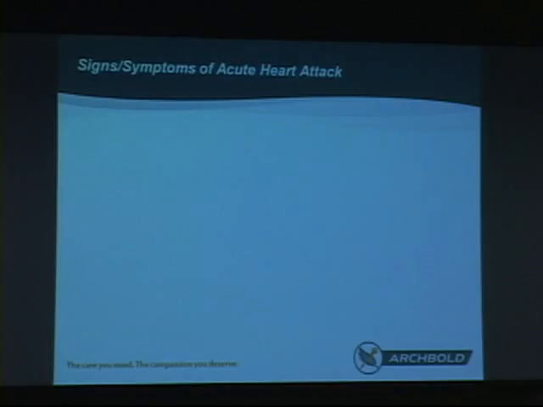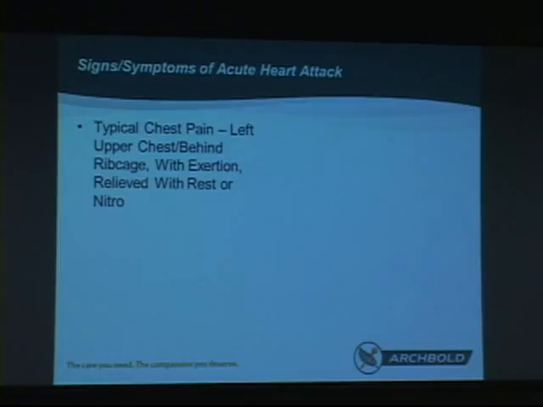So what are the symptoms of an acute heart attack? A lot of people in this room are going to be surprised when I tell you about it. What is a typical chest pain? Typical chest pain has three characteristics. Characteristic number one, it's in the left upper chest behind the rib cage. We call it substernal, retrosternal, because this is where the sternum is. So it's behind the sternum. That's the first characteristic.